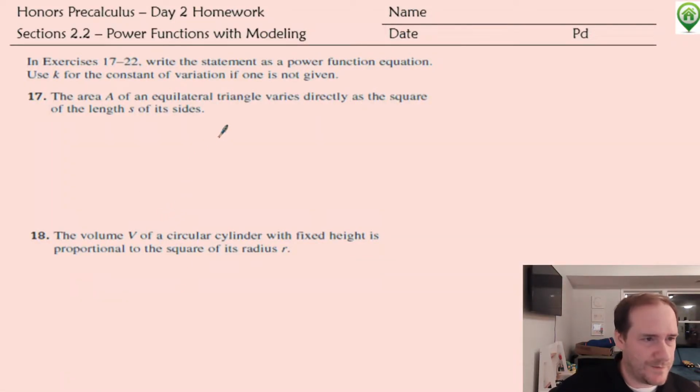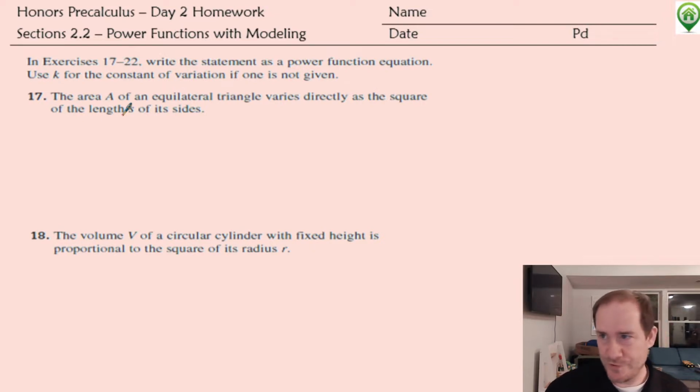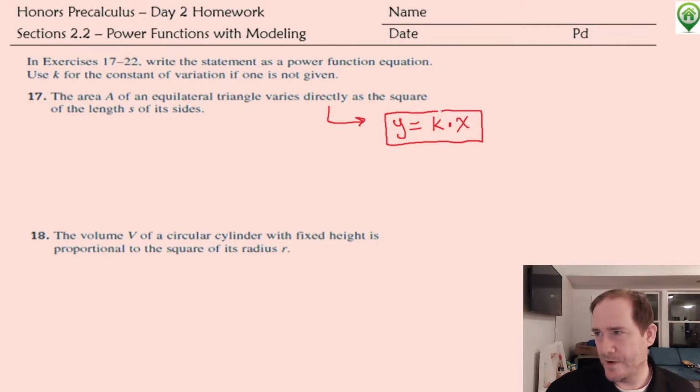Alright, so here is where we were getting into the language of variation, talking about things varying directly with one another, or varying inversely with one another, or being directly proportional, or being inversely proportional. So looking at 17, it says the area A of an equilateral triangle varies directly as the square of the length S of its sides. So any direct variation has to take the form of y variable being equal to some constant value multiplied by x variable. That's what a direct variation will always look like.